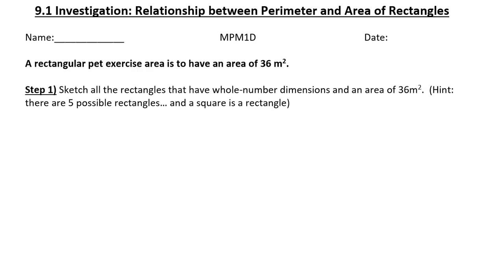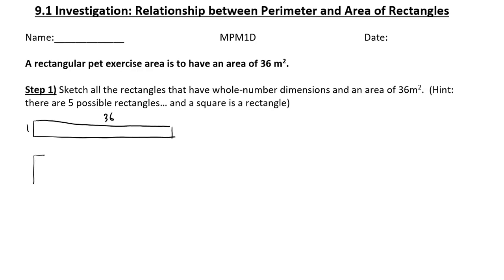A rectangular pet exercise area is to have an area of 36 meters squared. So step 1, sketch all the rectangles that have whole number dimensions and an area of 36 meters squared. The hint is that there's only 5 possible rectangles. A square is considered a rectangle. So here's the first one. If I let it be 1 times 36, it's 36 long and 1 wide, that has an area of 36. So the length is 1, the width is 36.